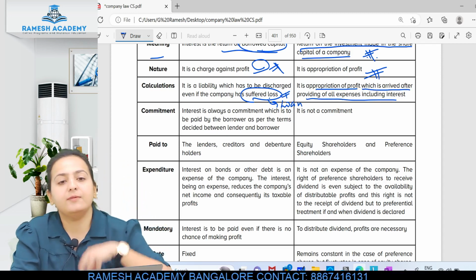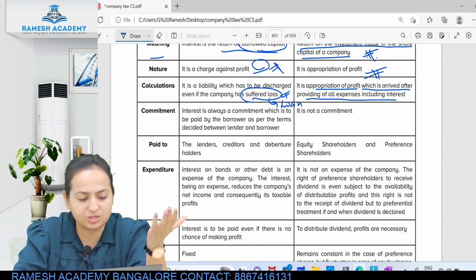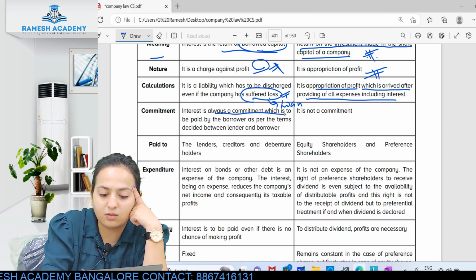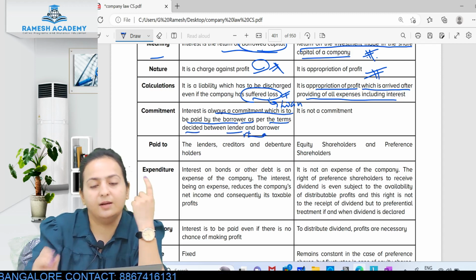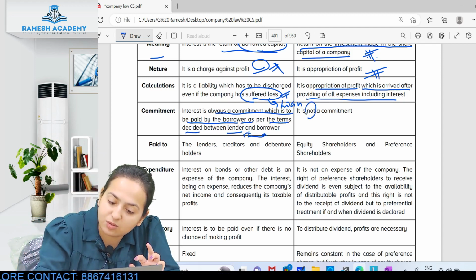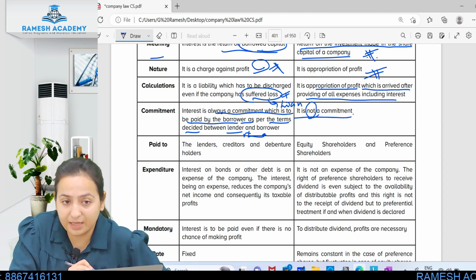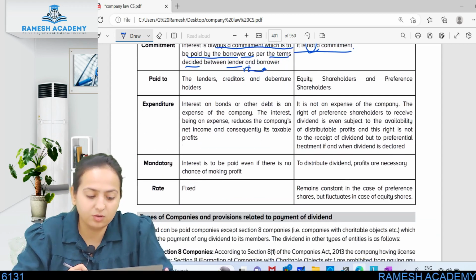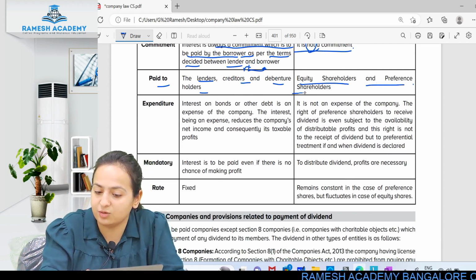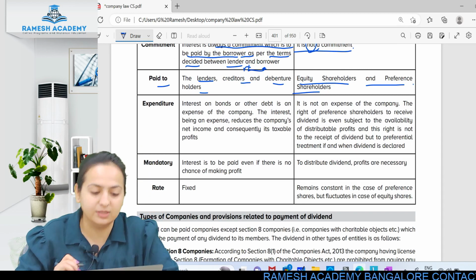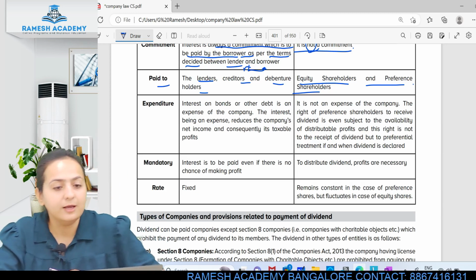So see that profits minus deductions, deductions meaning including your interest. On commitment, interest is always a commitment which is to be paid by the borrower as per the terms decided between the lender and the borrower. Dividend is not a commitment. It is the decision of the company whether to distribute the dividend or not. Interest is paid to lenders, creditors and debenture holders. Dividend is paid to equity shareholders and preference shareholders. Interest is always paid to a lender from whom you have taken your loan.